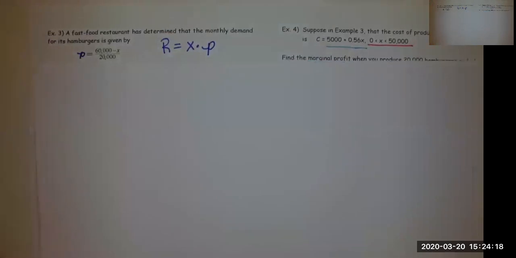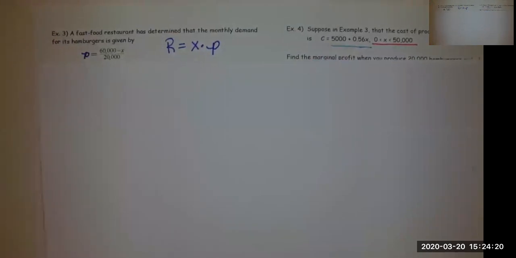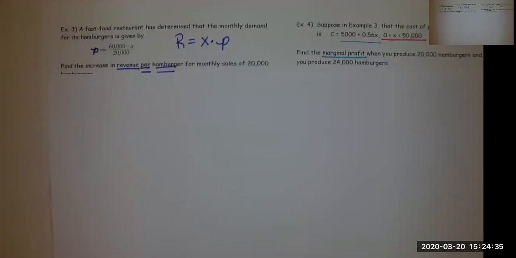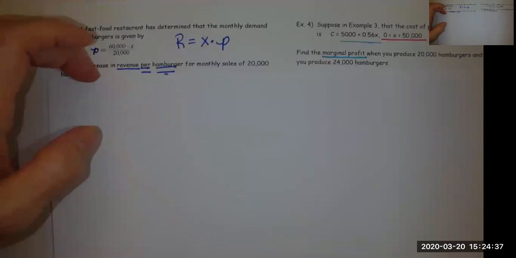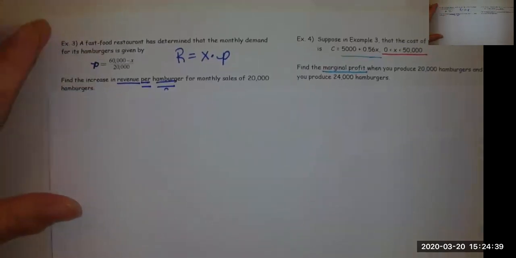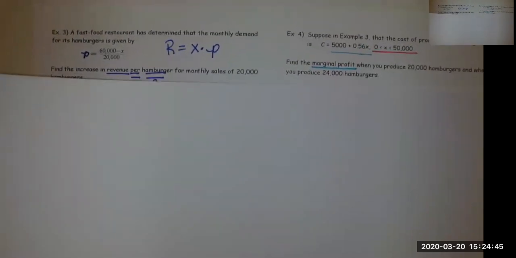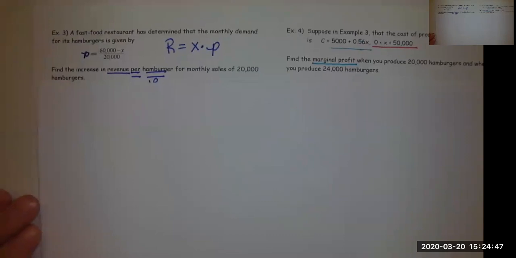They're not too bad. A fast food restaurant has determined that the monthly demand for its hamburgers is given by P. Remember, little p is the demand function, or the price that you're willing to pay. What we want to do is find the increase in revenue per hamburger for monthly sales of 20,000 hamburgers. This is important because businesses need to know how many they should sell for maximum profit. So let's look at this.